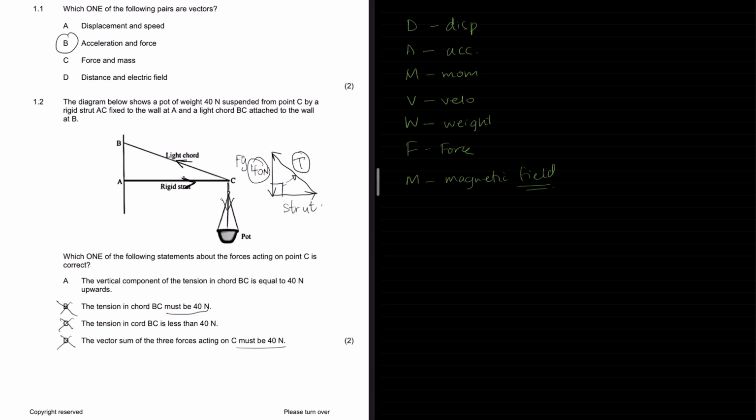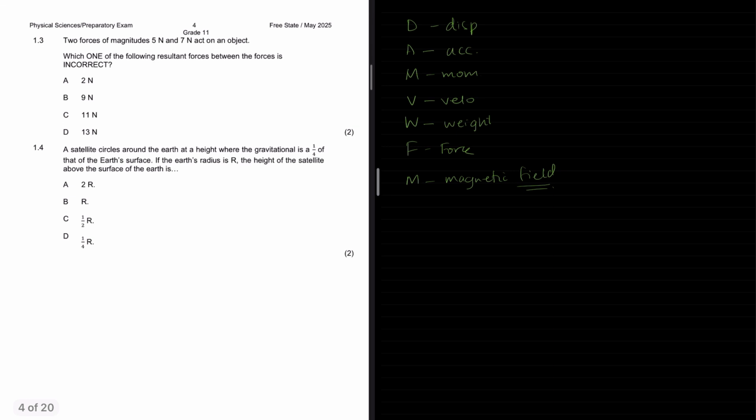And we can look at it like this. If we had to draw the components of the forces, there'll be a component going up and there'll be a component going to the left. The component going to the left is going to equal the strut, and the component going upward is going to equal the force of gravity, that's 40. So the answer here is A.